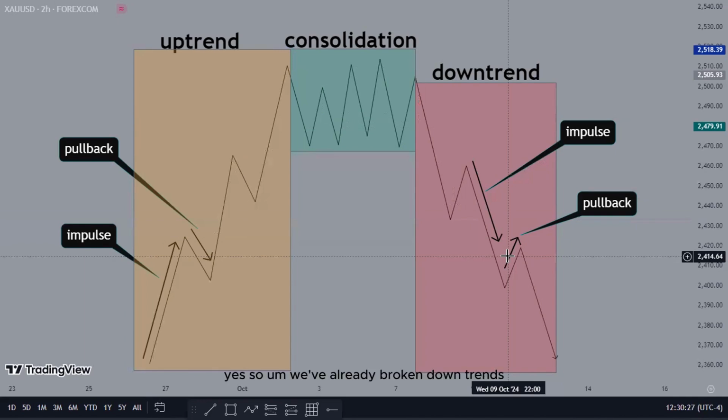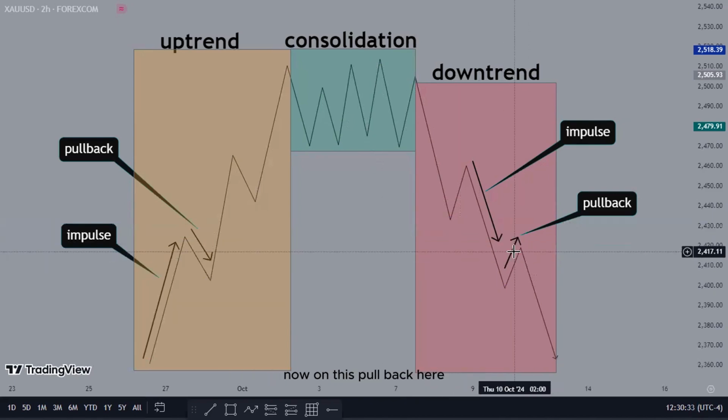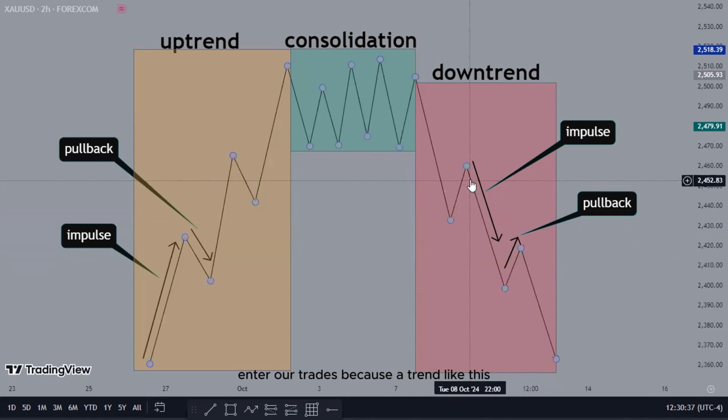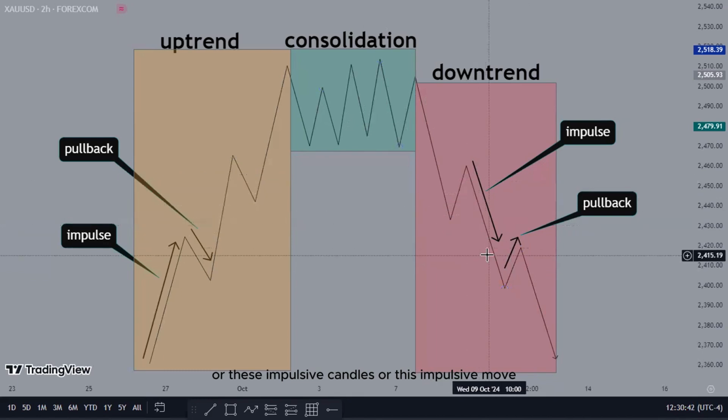Okay, yes. So we've already broken down trends. I believe you should understand this by now. Now on this pullback here, this is usually the area where we look to enter our trades, because in a market like this that is falling, with these impulsive candles or this impulsive move, you don't know where it's going to end, or you don't know when it's going to start reversing.